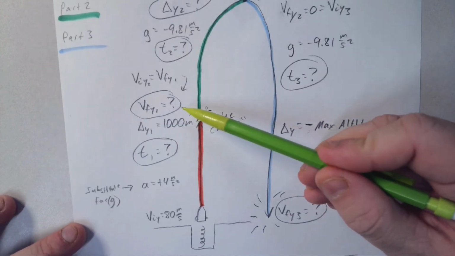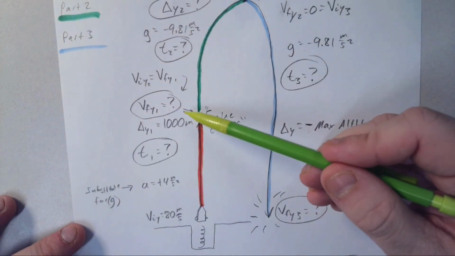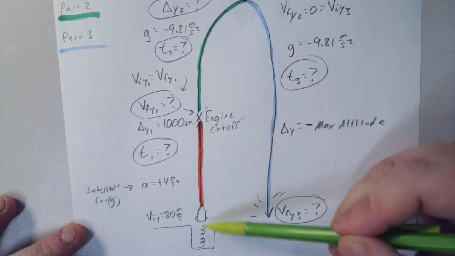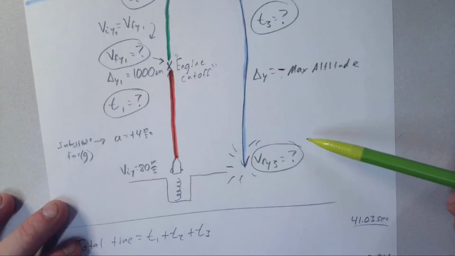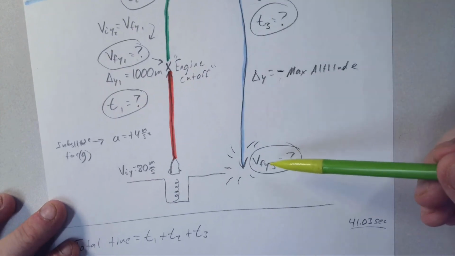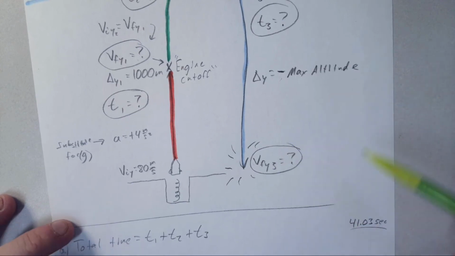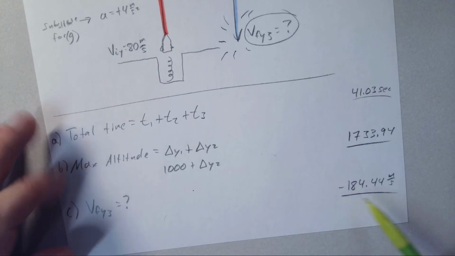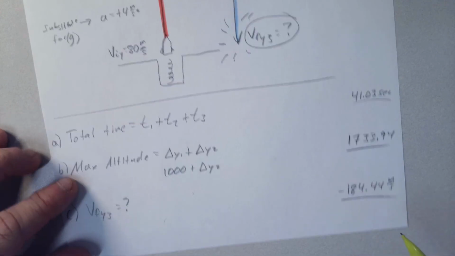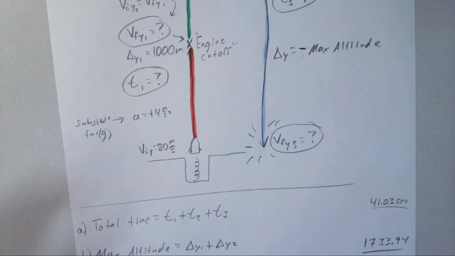It wasn't negative here. This is the one time we've ever had it not be negative, because it was still going up. But just like we've been working on in class, because this is about to hit the ground, you have to choose the negative, because the square root is plus or minus, and that should come out to negative 184.44 meters per second. And then basically you can go and answer the A, B, and C.